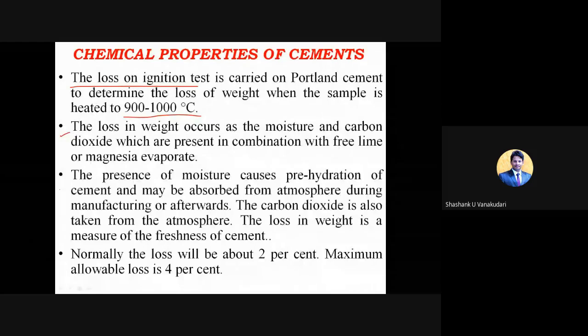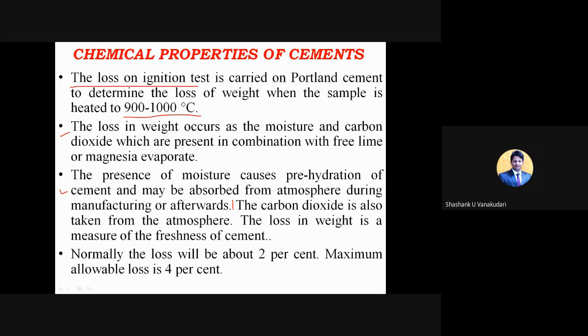Here, the presence of moisture causes the prehydration of the cement, and it may be absorbed from the atmosphere during the manufacturing or the afterwards process. As I told, because of the moisture present in the environment, the hydration process will start at an earlier time and then it gets hardened.